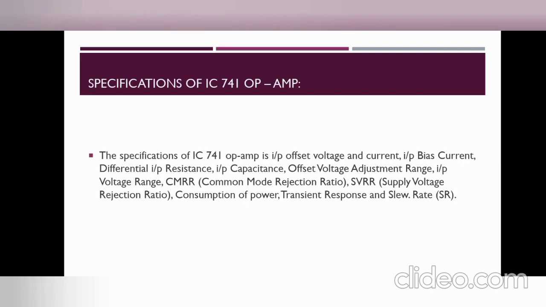Specifications of IC741 op-amp. The specifications of the IC741 op-amp are input offset voltage and current, input bias current, differential input resistance, input capacitance, offset voltage adjustment range, input voltage range, CMRR (common mode rejection ratio), SVRR (supply voltage rejection ratio), power consumption, transient response and slew rate SR.